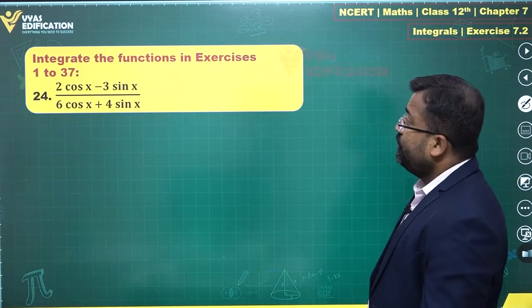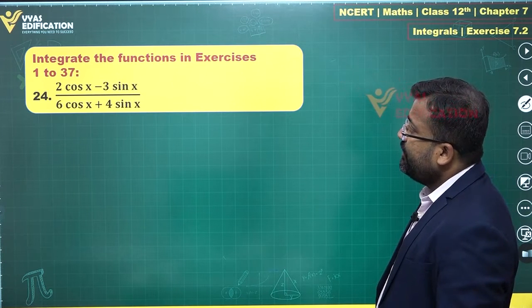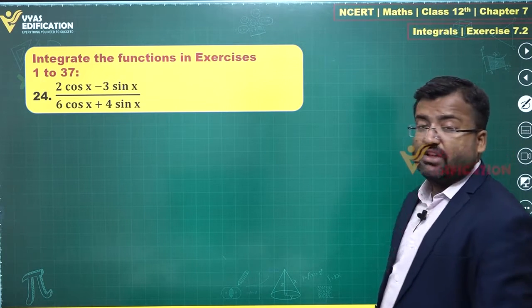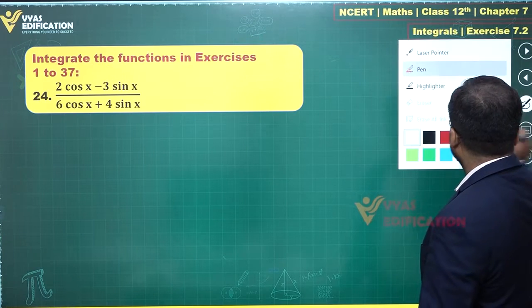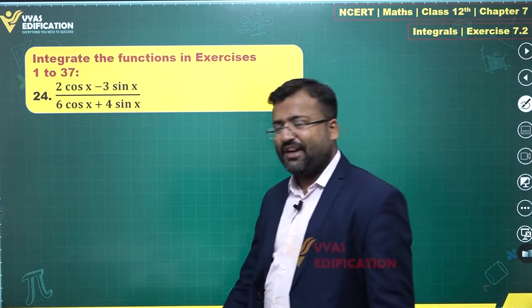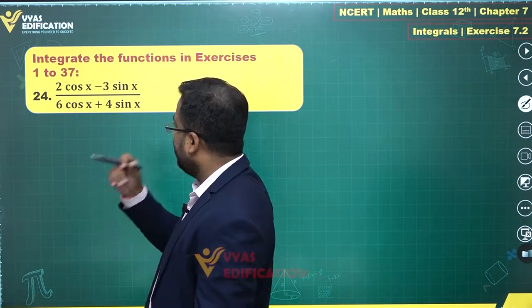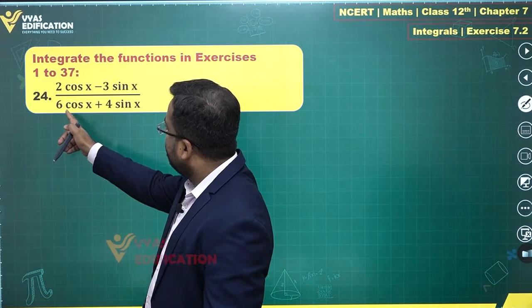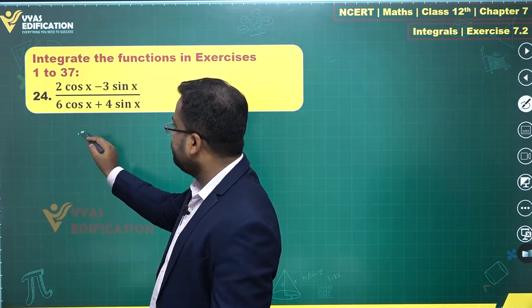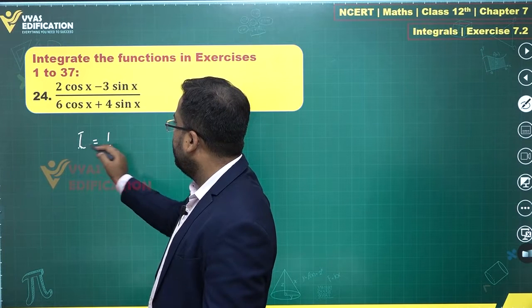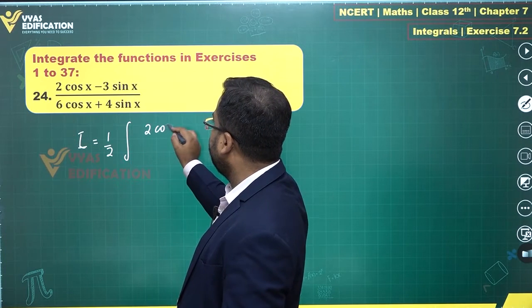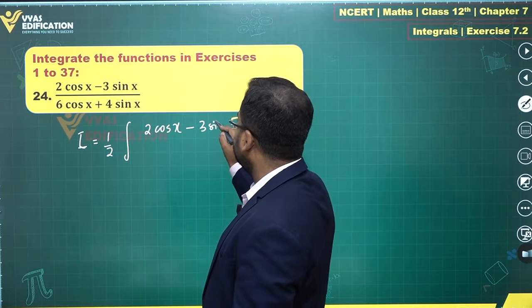24th question, we have 2 cos x minus 3 sin x in the numerator. In the denominator, we have 6 cos x plus 4 sin x. How do we deal with this? So the derivative should be present in the numerator. The denominator looks pretty complicated, but if you observe, you can take a factor of 2 common from here. And in the numerator, you will have 2 cos x minus 3 sin x.